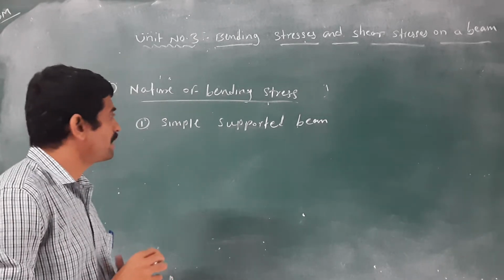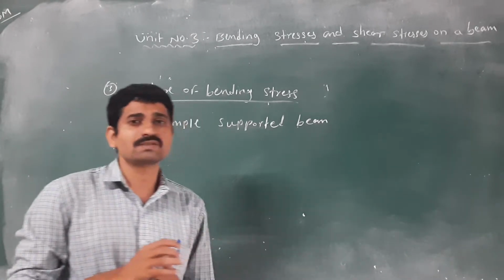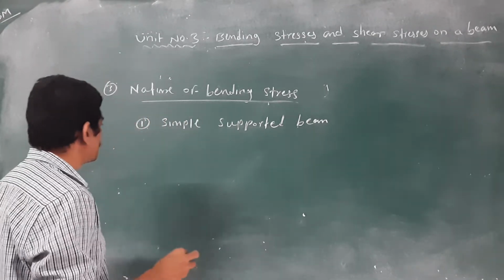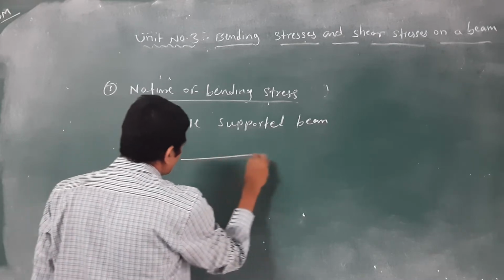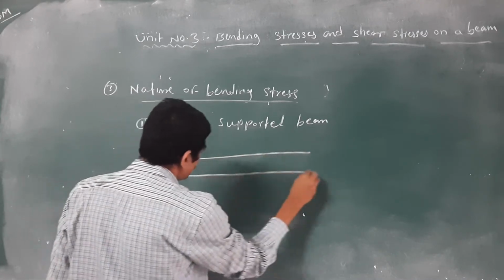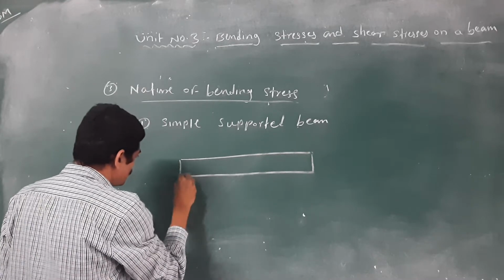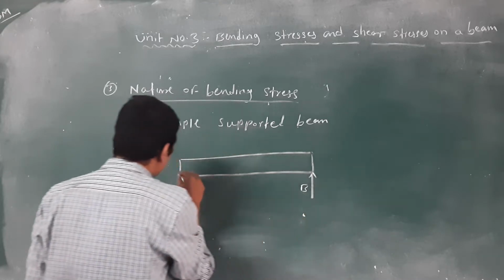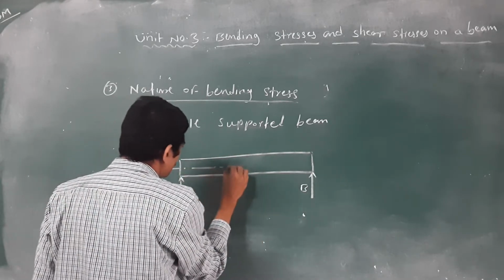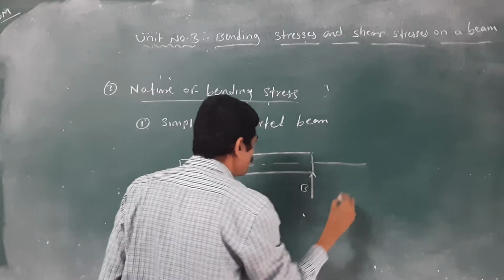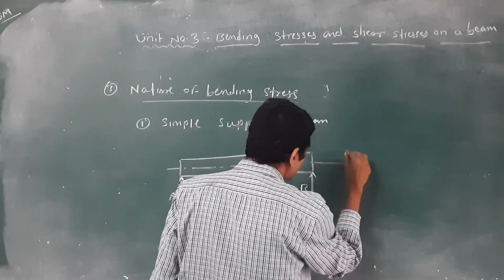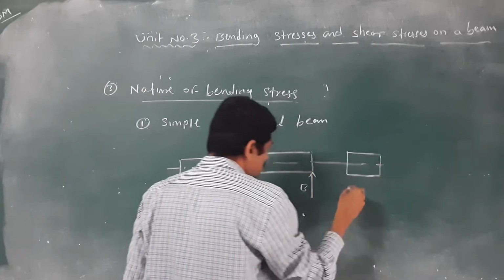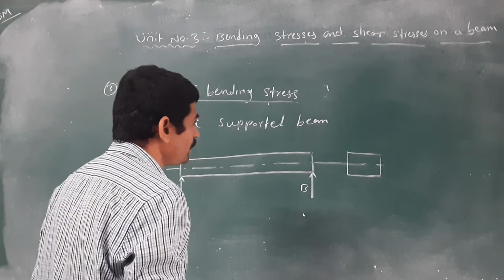Remember that whenever a beam is loaded, the beam will be bent. Here again we will consider the simply supported beam, with points A and B at the supports, and here is the neutral axis of that beam. If you take the cross section of that beam, you will get a rectangular cross section, right? This is the cross section of the beam.